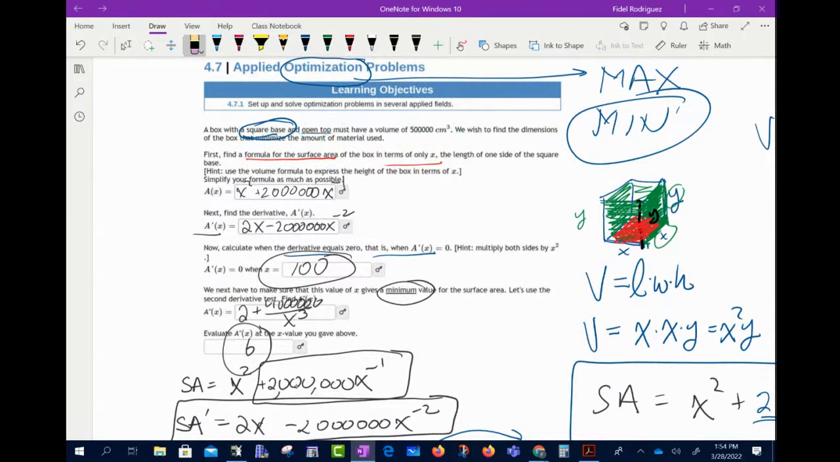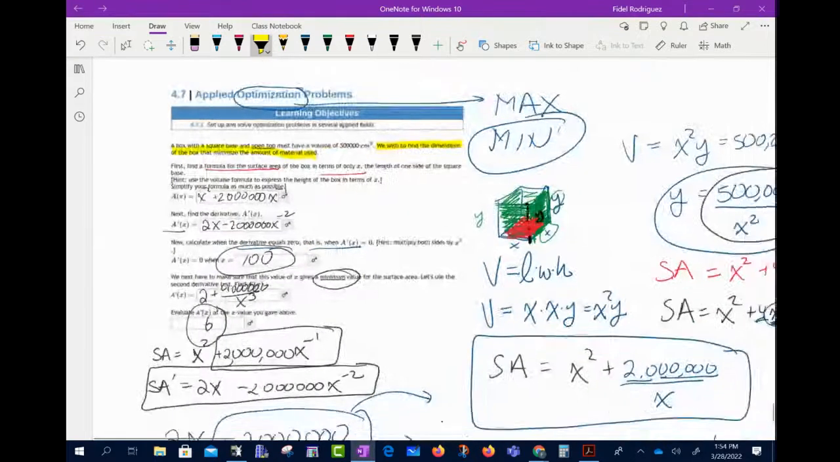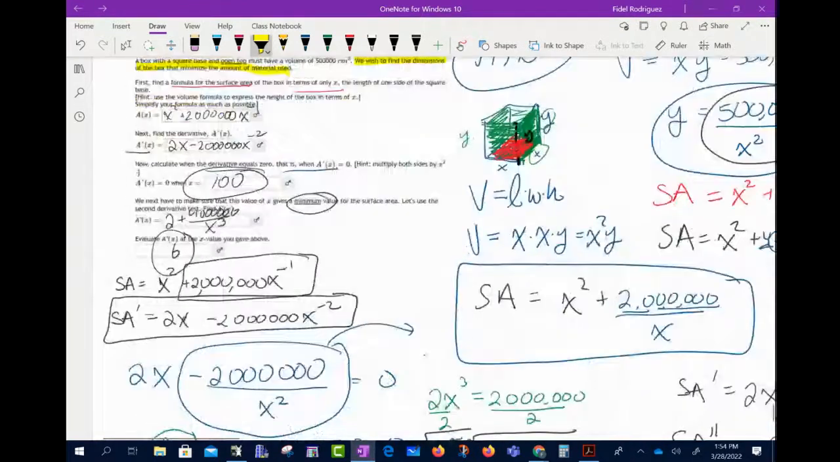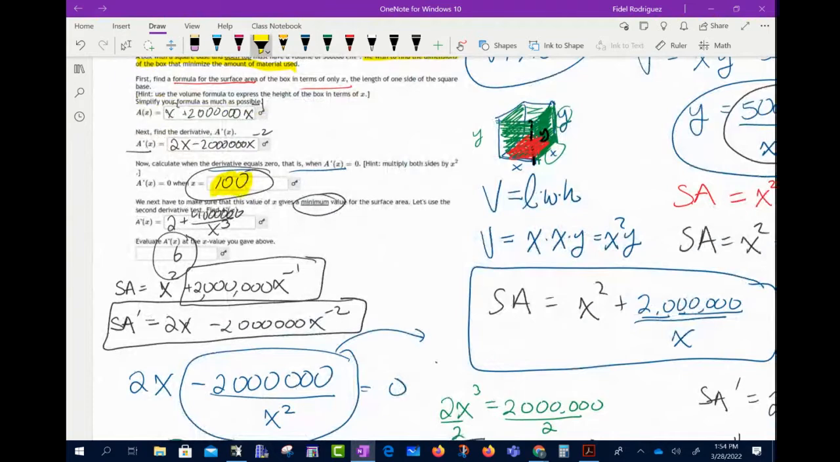Let's scroll back to the top of the problem. I'm going to look right here. We wish to find the dimensions of the box that's going to minimize the amount of material used. So we found the value of x. The value of x that was going to make this a minimum was when x was equal to 100.